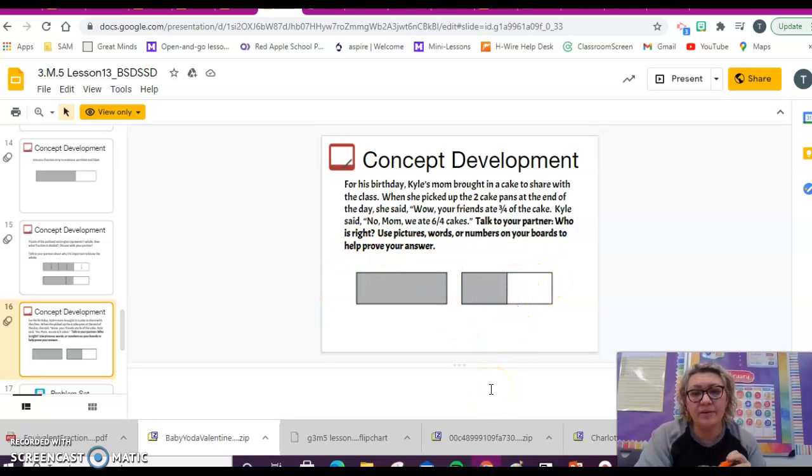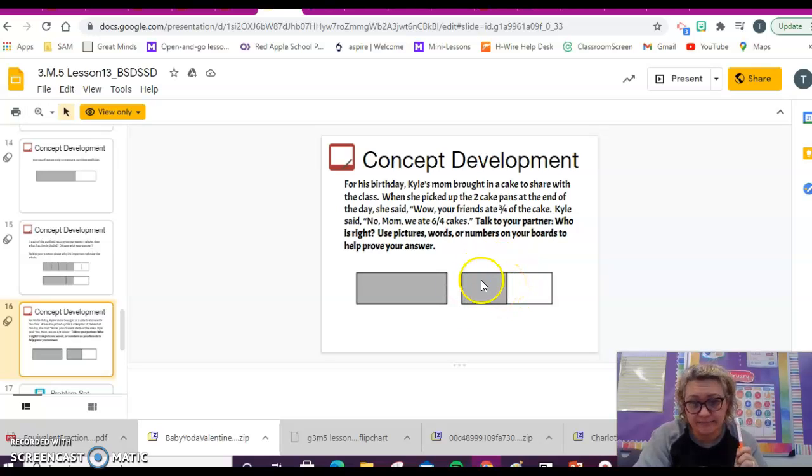So for his birthday, Kyle's mom brought in a cake to share with the class. When she picked up the 2 cake pans at the end of the day, she said, "Wow, your friends ate 3/4 of the cake." Kyle said, "No, Mom, we ate 6/4 cakes." So let's talk about that. Who's right, Kyle's mom or Kyle? So we're looking at this, and she said 3/4, and he said, "No, Mom, we ate 6/4." Well, if you look, we have a whole cake right here that's gone. And then half of this cake is gone.